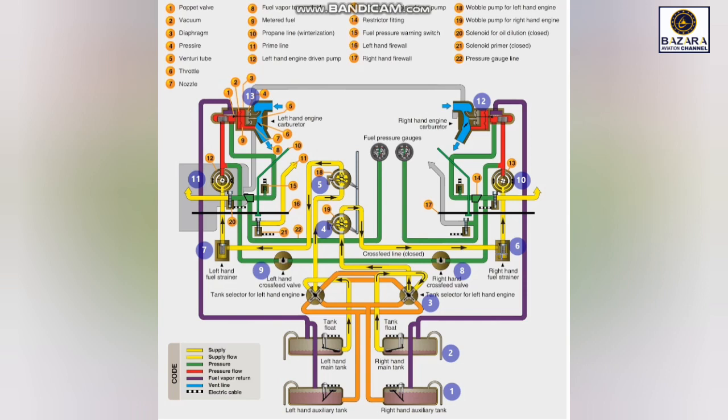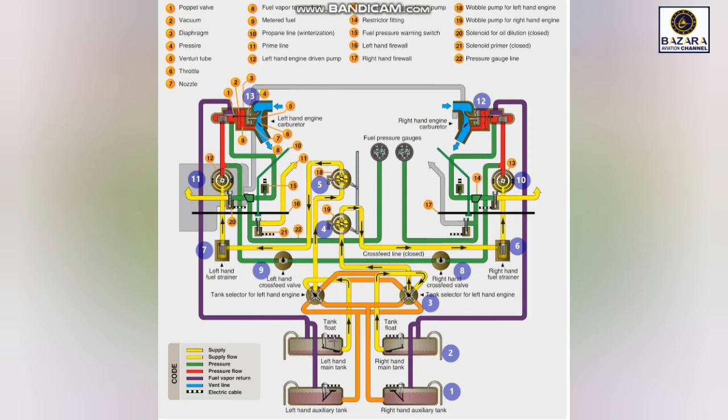After it goes to the strainer and the fuel is filtered, it is delivered to the engine driven pump. The engine driven pump will pressurize the fuel and deliver it to the carburetor. After it goes to the carburetor, it will mix with air and enter the engine. The same will happen in the left tank.